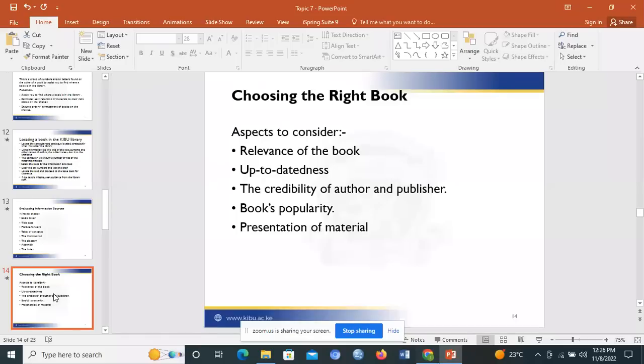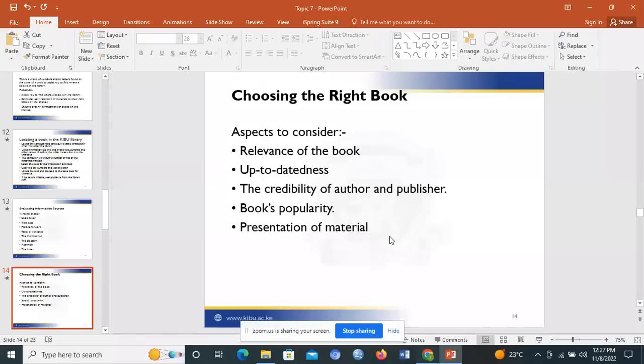Perhaps a book was recommended to you by your lecturer. That is a mark of credibility, that your lecturer has found that material and that author a credible source of information which they are recommending to you. Look at the book's popularity. How many people have talked about it?